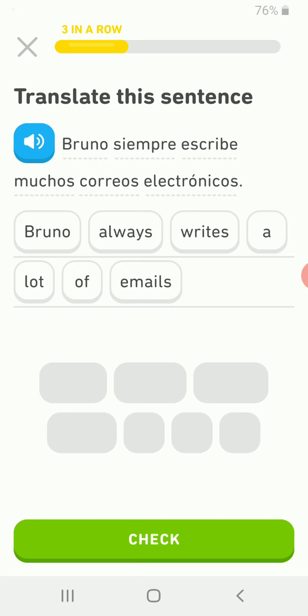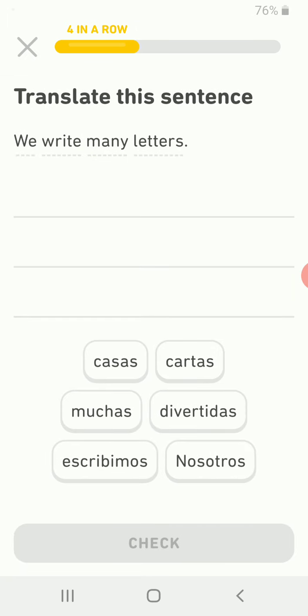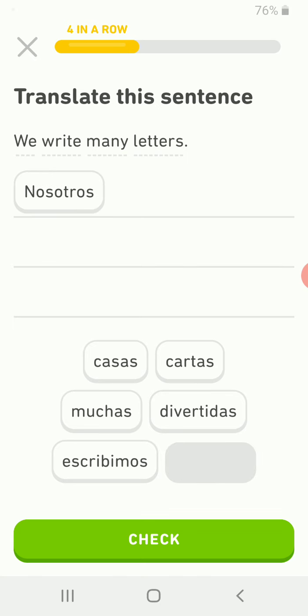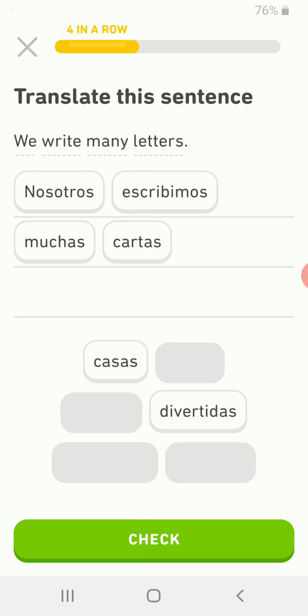So how do you say mail? Correos. And how do you say emails? Correos electrónicos. Electrónicos. The accent is on the O. And translate this sentence. We write many letters. Nosotros escribimos muchas cartas.